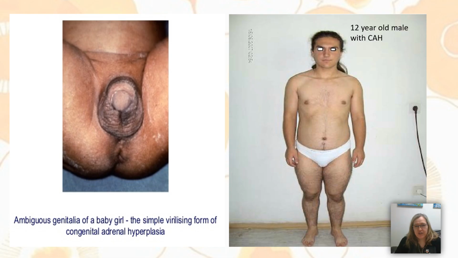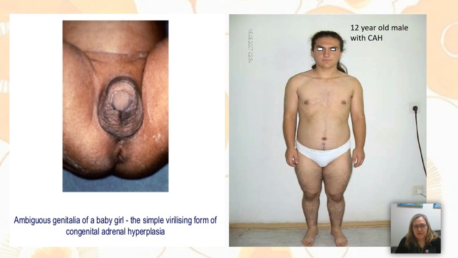Okay, so this child here is a 12-year-old male, but he looks 35 by his look. He definitely does not look 12. And some of the reasons for that are the hairy chest, which is called hirsutism, the hair on the legs, the jaw structure.